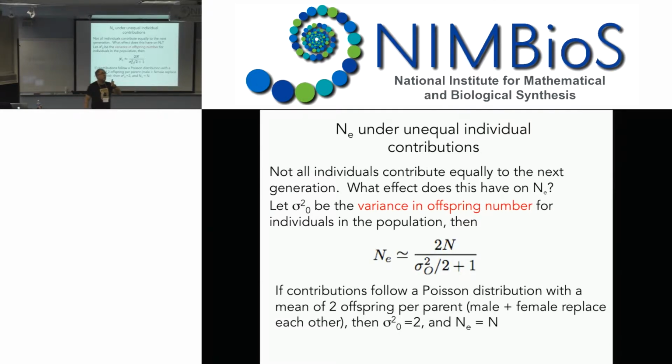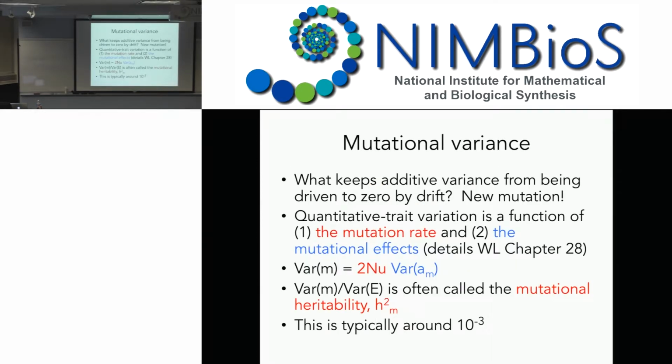If my selection coefficient is that I leave 1 extra offspring for every 100, so a 1% selection coefficient, that's a big deal in a big population. If my effective population size is 10, that amount of selection is overpowered by drift. So when drift becomes more impactful, selection becomes less efficient. And we see that in things like codon bias.